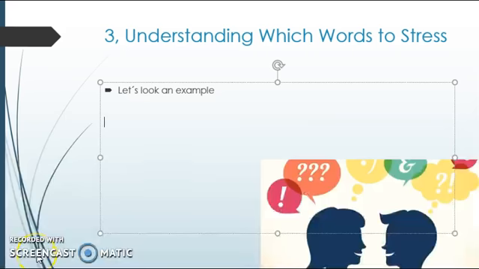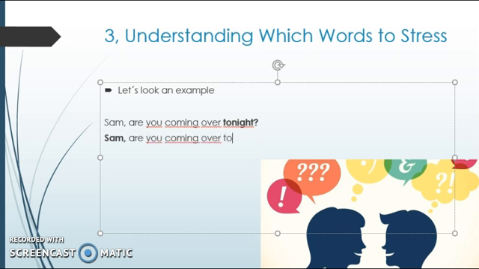Let's look at an example. If we're going to ask someone for something, we need to raise stress on the correct words or it's going to sound like a positive sentence. Let's look at this example. Sam, are you coming over tonight? Tonight is the word we need to make an emphasis on since it is a question, because if we make emphasis on another word, it is not going to sound good.